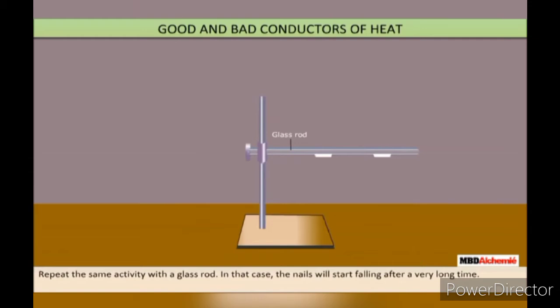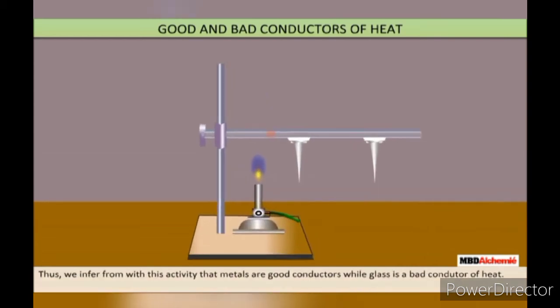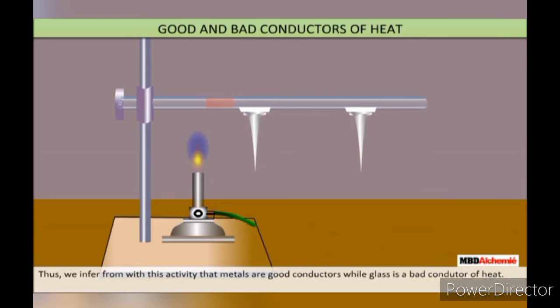Repeat the same activity with the glass rod. In that case, the nails will start falling after a very long time. Thus, we infer from this activity that metals are good conductors while glass is a bad conductor of heat.